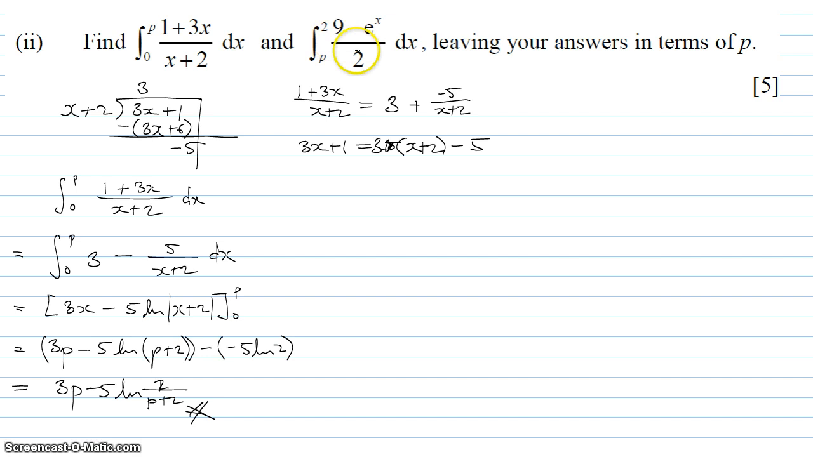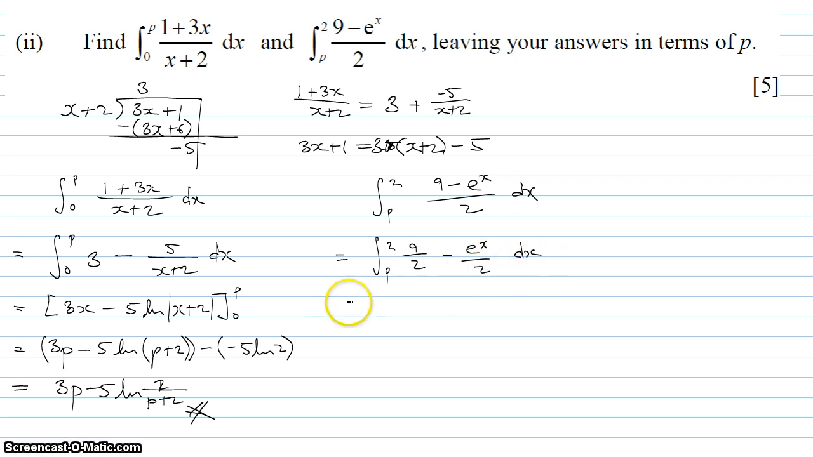Let's look at the second one. So again, with the second one, it's important to simplify. So the integral from p to 2 of 9 minus e to the x over 2 dx. Well, I can just divide each term by 2. So this is the integral of 9 over 2 minus e to the x over 2 dx. And now I can clearly see what I'm doing.